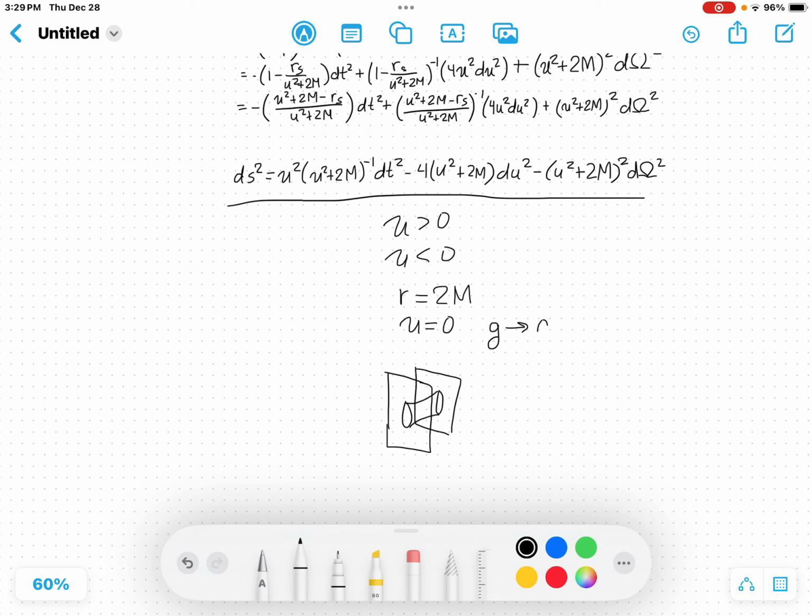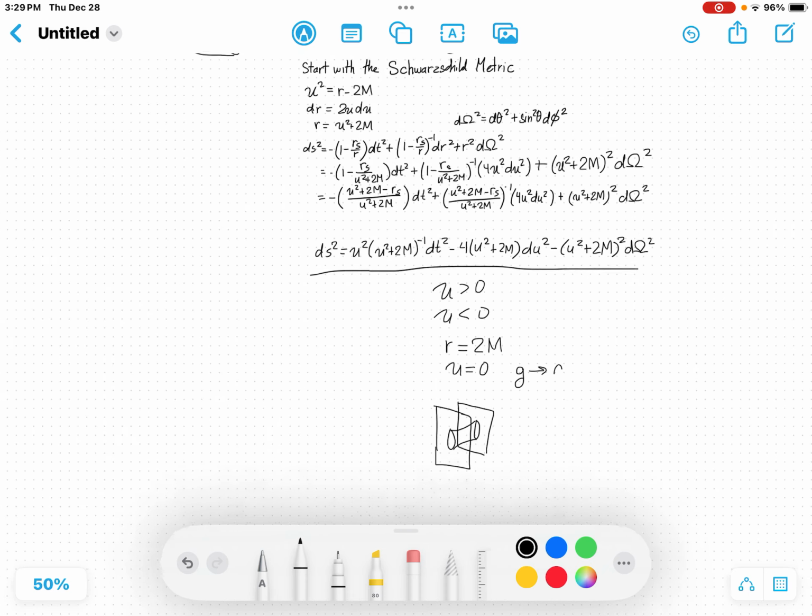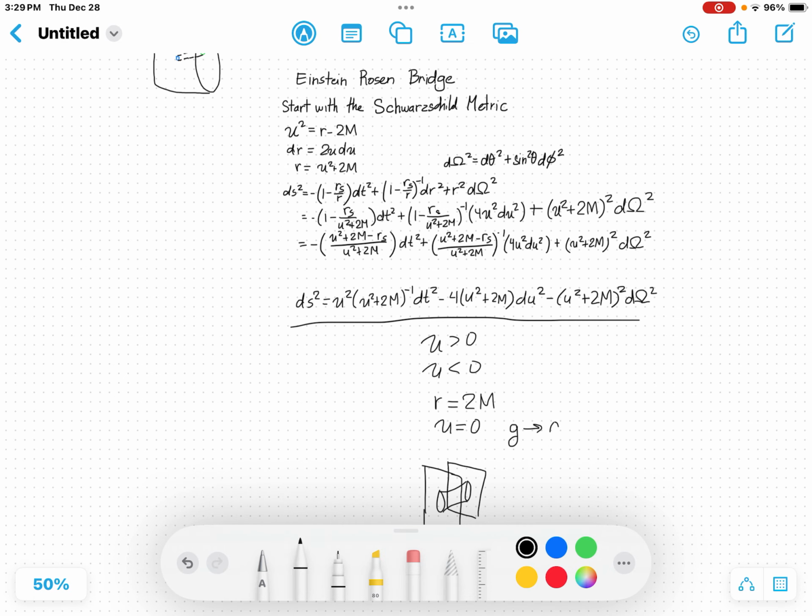So another thing for the Schwarzschild metric is that there is a formulation that involves electric charges. I can't get this to load right, so I just urge you guys to search that up. But there is also a solution, or a version of my Einstein-Rosen bridge metric, that accounts for electric charges.